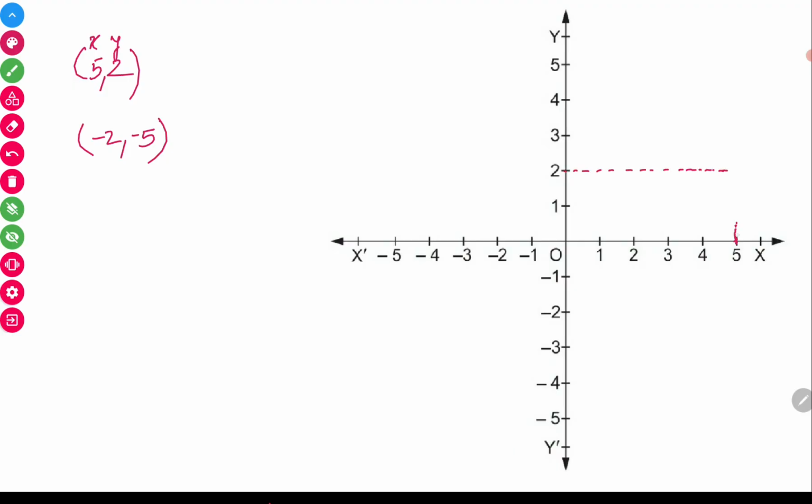So we will extend it like this. And this point is what? This point is 5, 2. This is the coordinate of this point. This was point A, this was point B. So the A point is 5, 2, and the name of a point will always be written in capital letter. Then B point. B point is -2 for x and -5 for y.